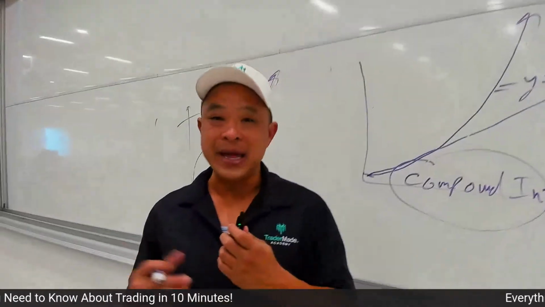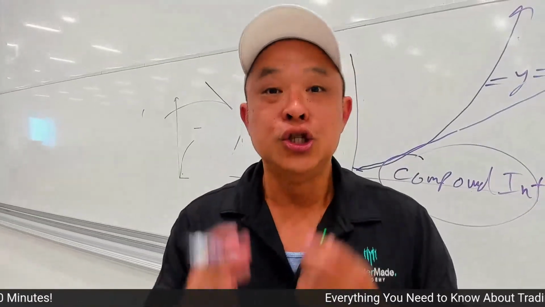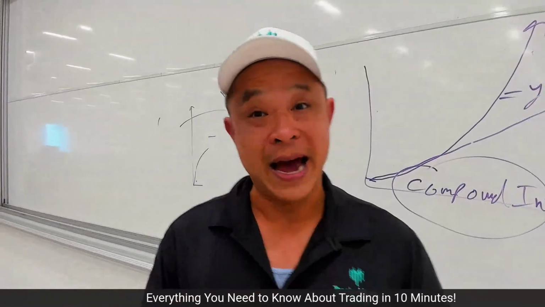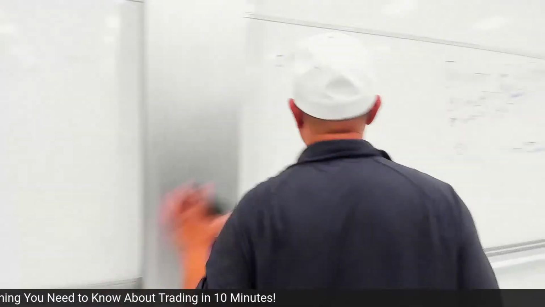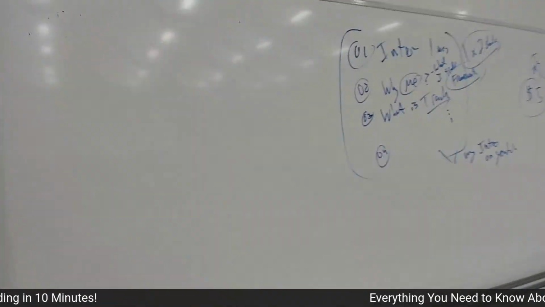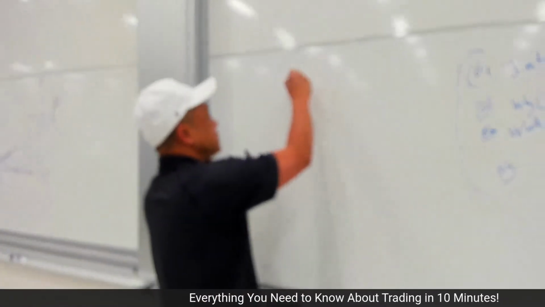What does it mean to be the house? It means trading with an edge, trading with the math on your side. Do you guys want to see how? Yeah. All right, come over here. So most people, when they trade, have no idea what they're risking.